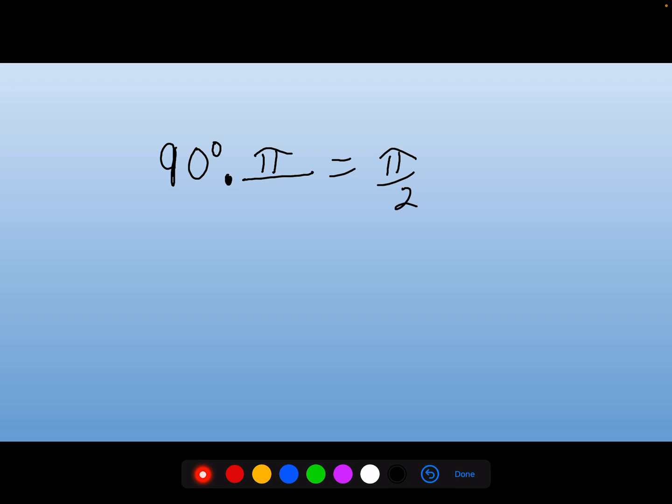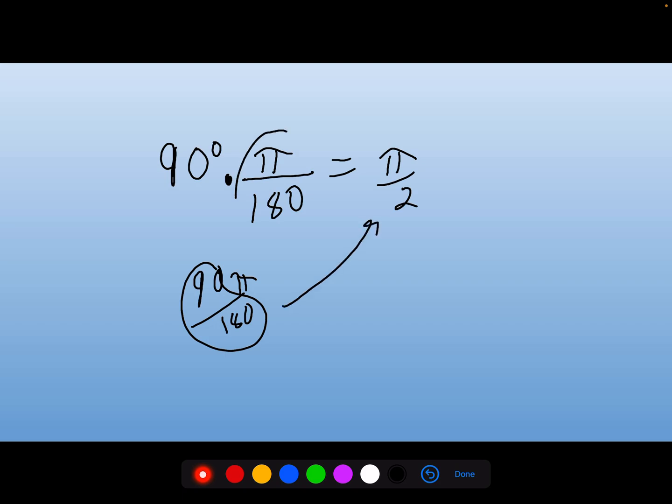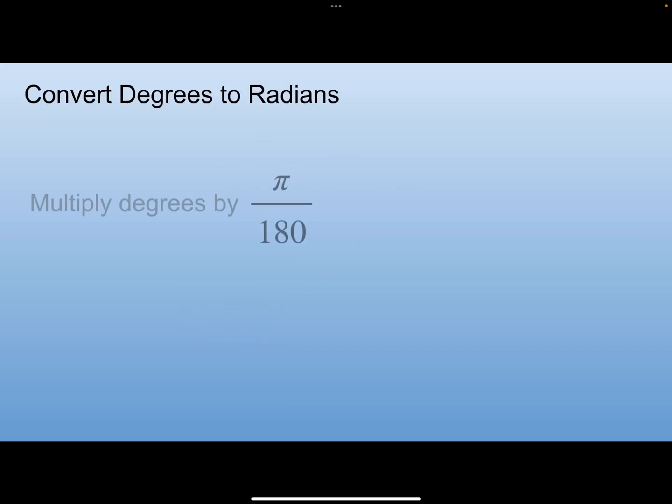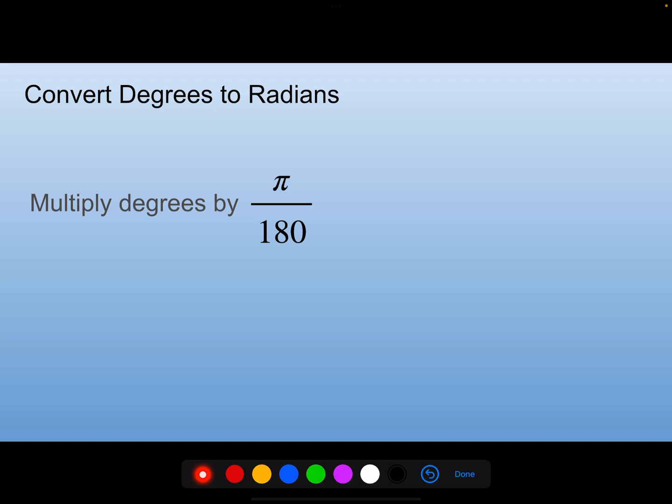And I know that 90 over 180 would be a half. So then I would get 90 pi over 180. And if I simplify 90 over 180, that's going to give me pi over 2. And so this right here is going to be my formula. So just to formalize that for a second, this is how we're going to start it. To go from degrees to radians, I'm going to multiply the degree by pi over 180.